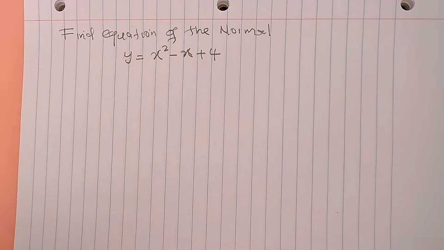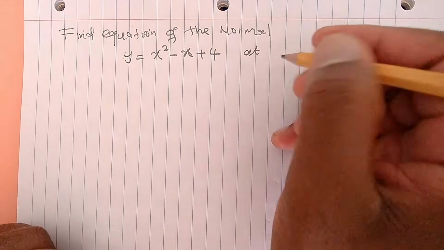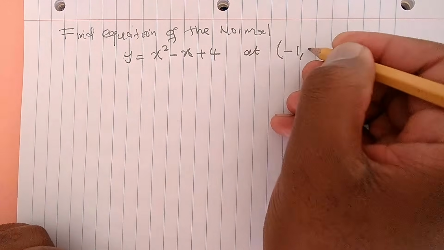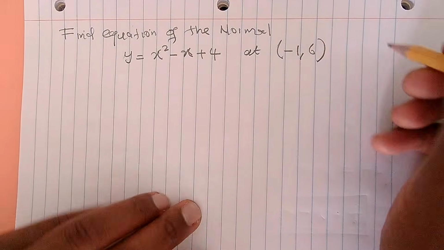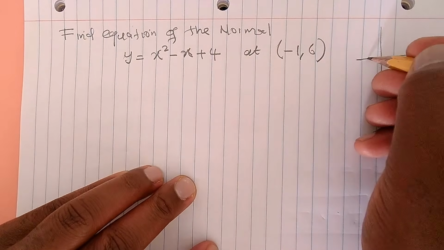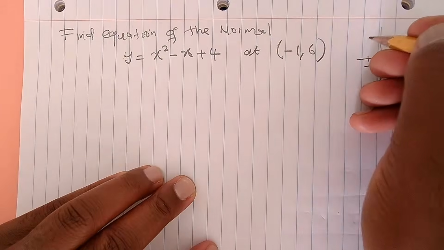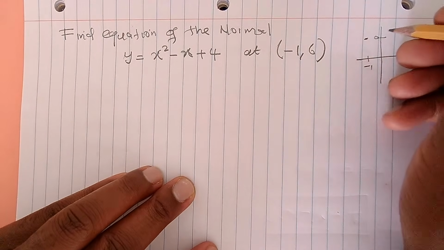Remember we need a point, at the point negative 1 comma 6. Negative 1 comma 6. So let's see if this is a curve. It's not going to be exact, but let's say this is negative 1. Maybe 6 is right here, right?